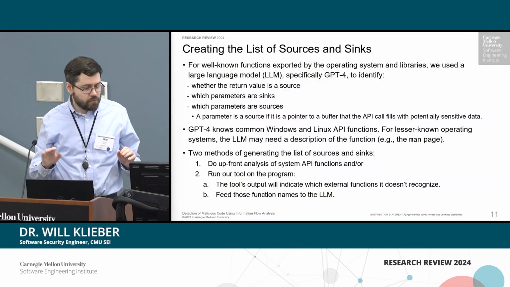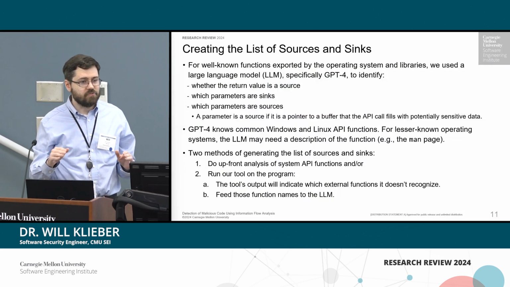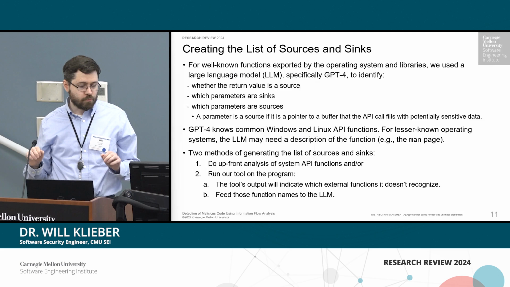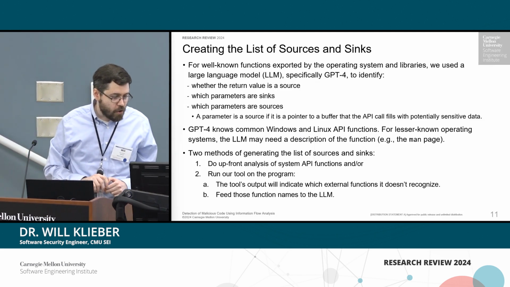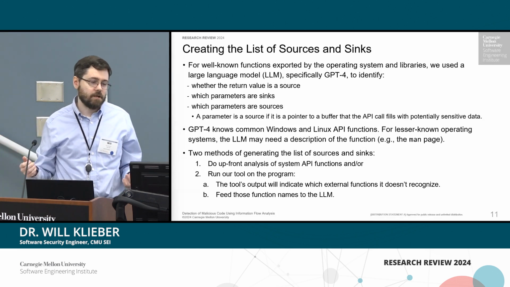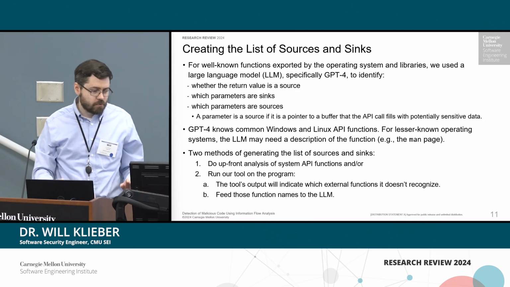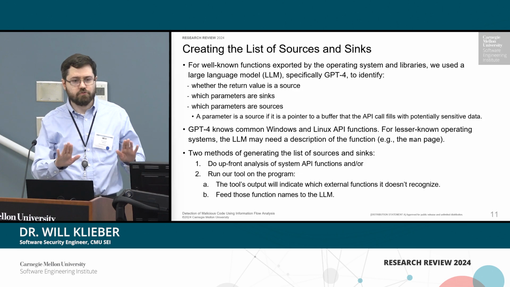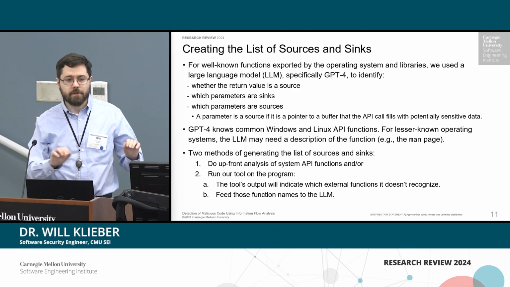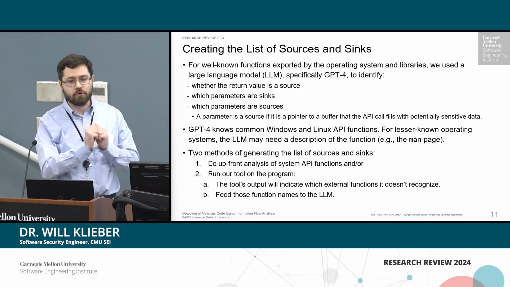Now, we've done this for Windows and Linux. If you have a lesser-known operating system, like maybe VxWorks, you might need to give the LLM some more information. You might need to give it the contents of the program's man page. Although the LLM knows Windows and Linux just because they're so common and occur in its training data, if you have something less common, you need to tell it what the function does. Another way to do this: we could either do all the functions up front, or you could just run it on the program, and then our tool will tell you which functions it doesn't recognize, and then you could ask the LLM to look at all of those functions.